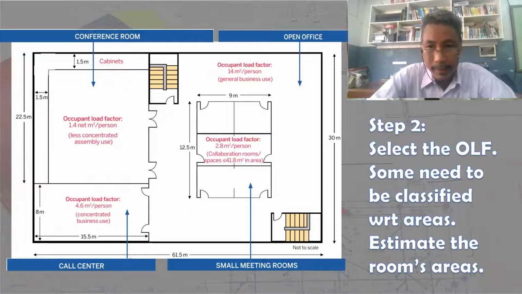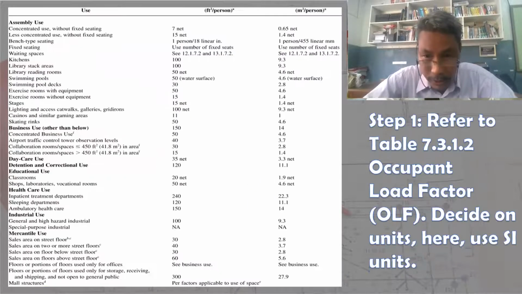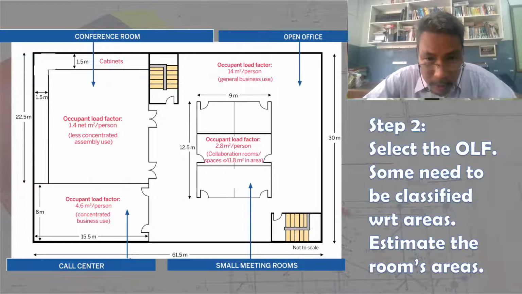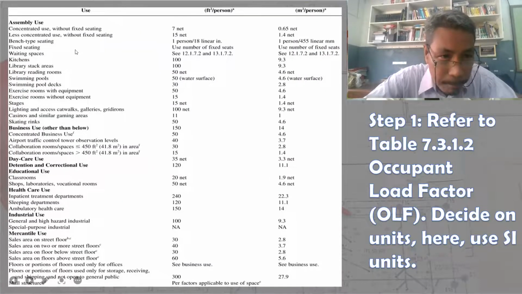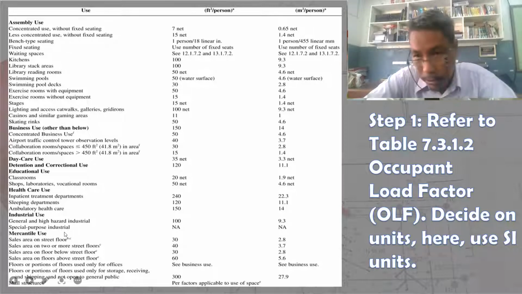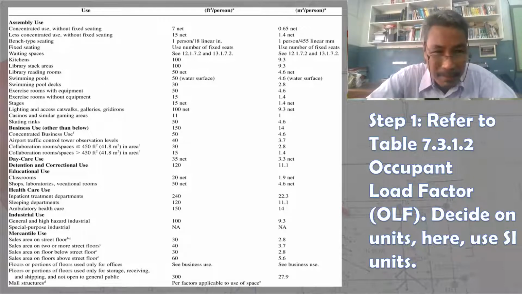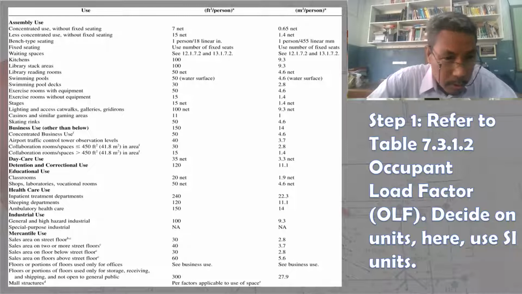which gives us several classification from the table. As you can see, small meeting rooms is a business usage. So business uses, if you can see, there are main uses from the table: assembly use, business use, daycare use, detention, correctional use, educational use, healthcare use, industrial use, mercantile use. In this main sub-classification, you can see that maybe the small meeting rooms could be classified as business use or mercantile use.